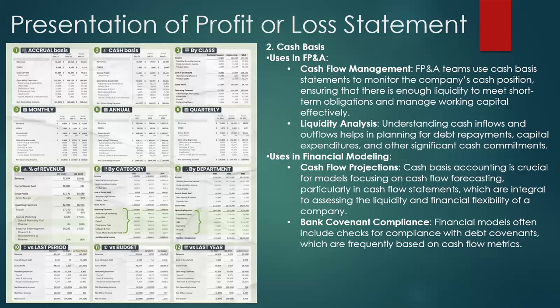Financial models often include checks for compliance with debt covenants, which are frequently based on cash flow metrics. Yes, sometimes you get an overdraft from a bank for a short-term period, and cash flow projections would be helpful for your bank covenant payments and how those payments are being covered if you incur the revenue. You are working on a cash basis.